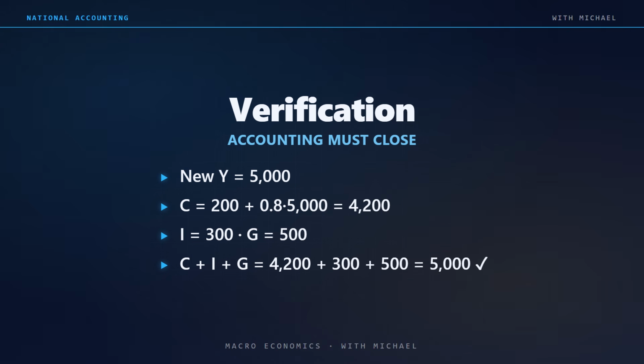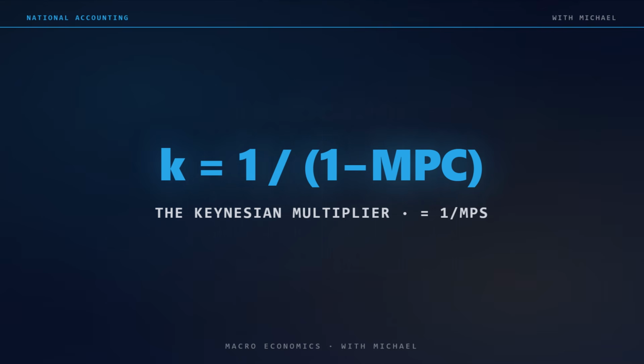Let's verify. C equals 200 plus 0.8 times 5,000 equals 4,200. I equals 300. G equals 400 plus 100, which is 500. C plus I plus G equals 4,200 plus 300 plus 500 equals 5,000. Matches. The accounting closes again.